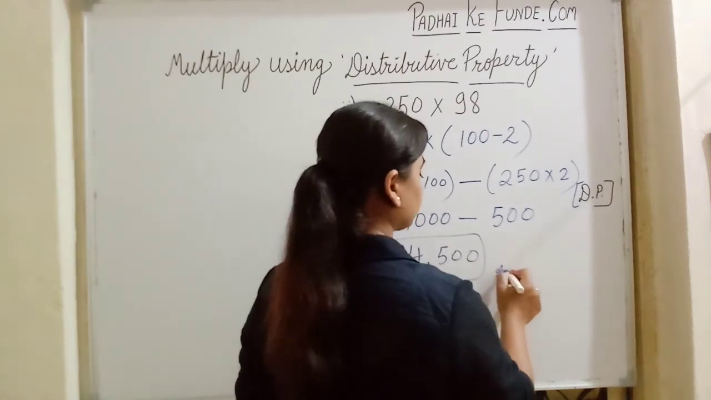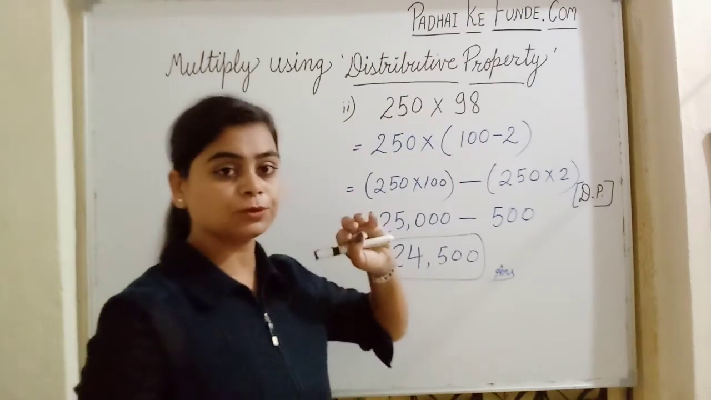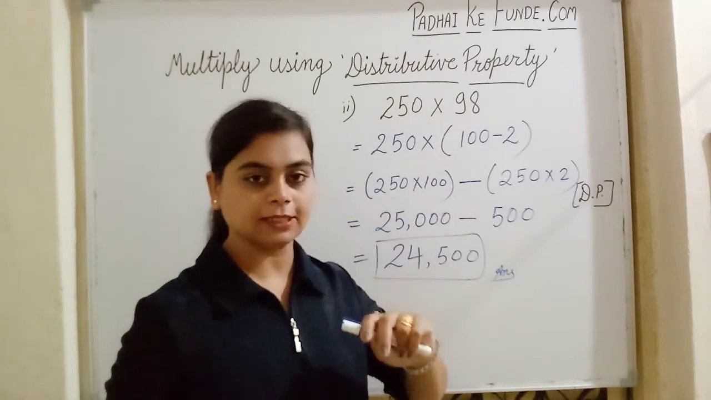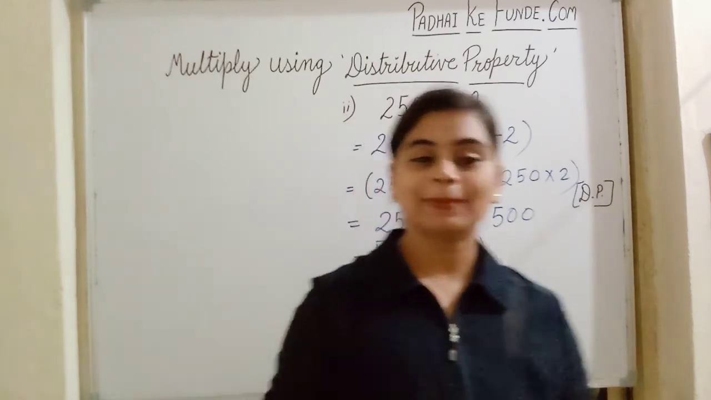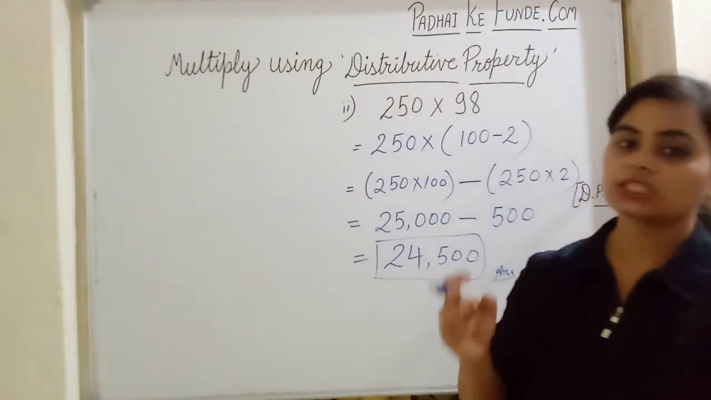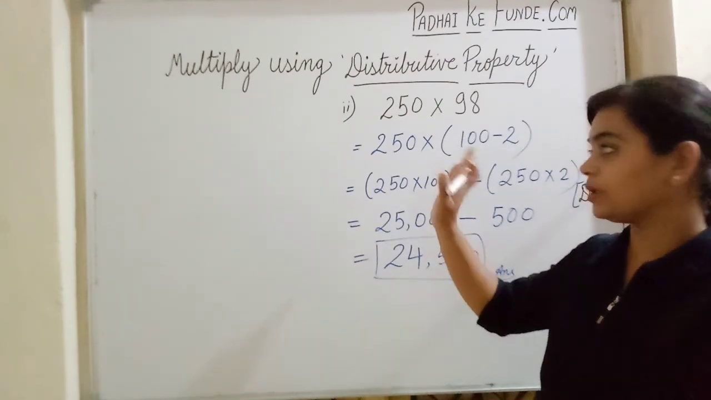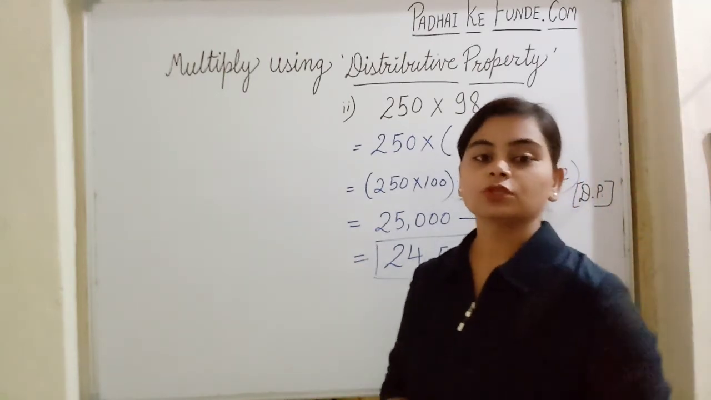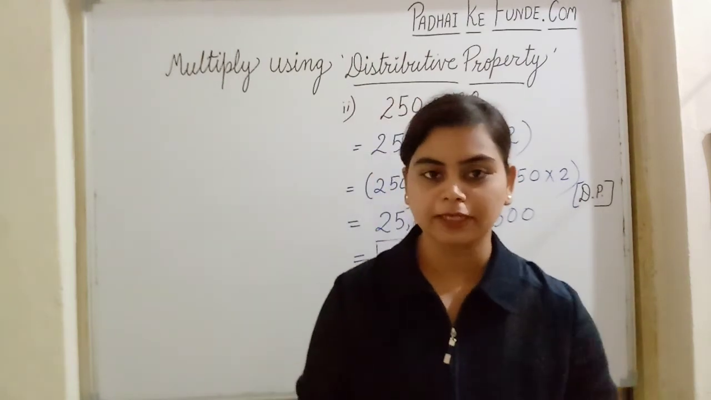So you can observe here that if we multiply it directly, then we need to do a very long multiplication when we multiply 250 into 98. But here we didn't need to multiply anything so long or face difficulty. Just at our fingertips we can do calculation of such things when we use the property to solve it. So this was the way to use distributive property to find products of the given numbers.